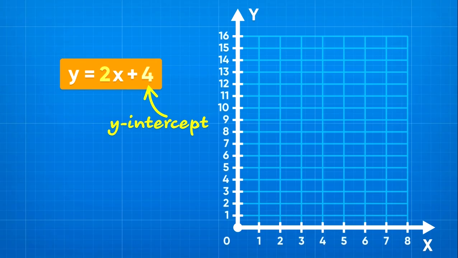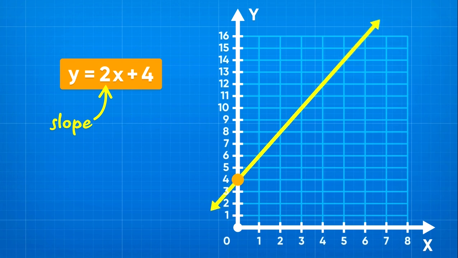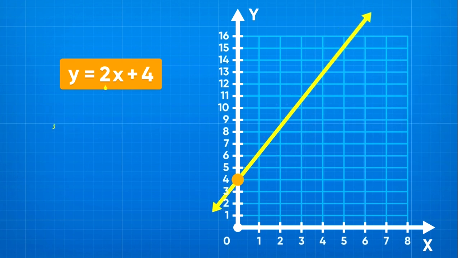The other number tells us the slope. That's how steep the line is. Slope is actually a ratio of how far you move up between 2 points on the graph and how far you move to the side between those points. We call how far you move up the rise and how far you move to the side the run. But in our equation, I only see one number, not a ratio of two numbers.